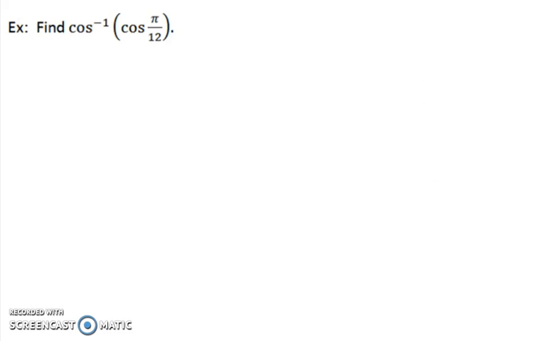Next one here, cosine and arc cosine, they undo each other. So thus, this is just pi over 12. That's it. So you guys are going to watch the second video now for the notes on the arc tangent.